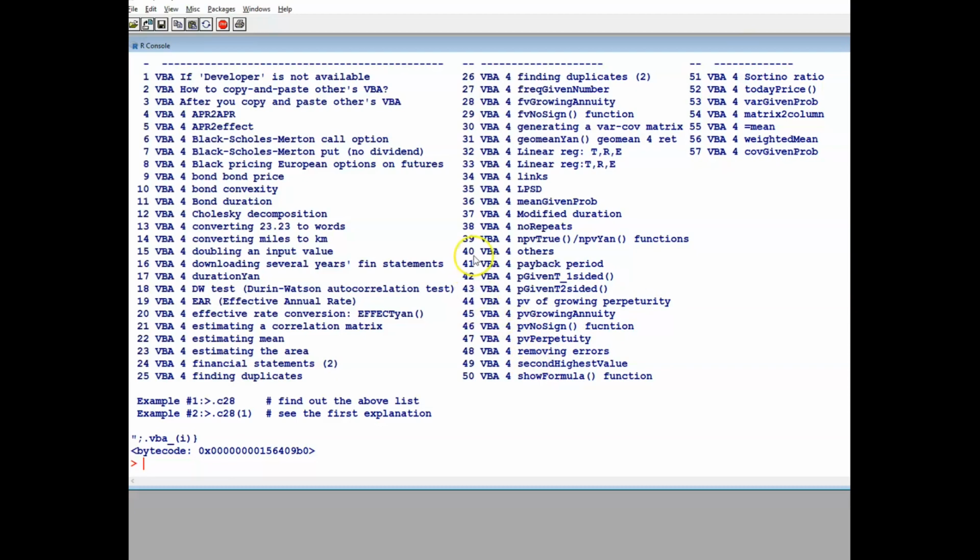If you look at 36, it's called mean given probability. If you look at 53, it's calculate variance given probability. I'm going to copy it twice. So 36. Using the up arrow key to record the .vba, type 36.